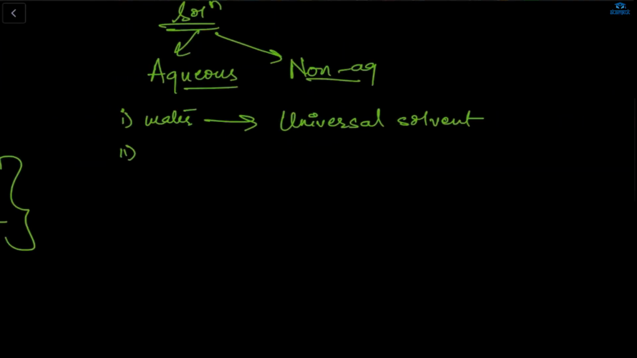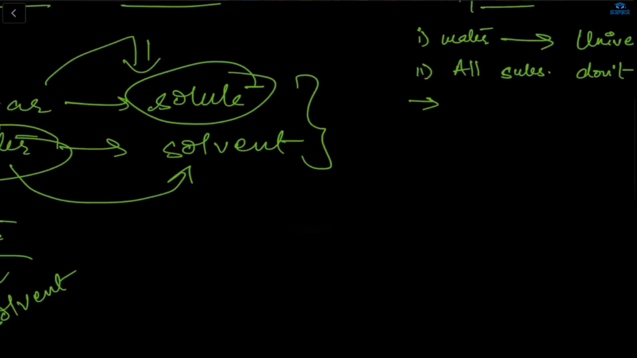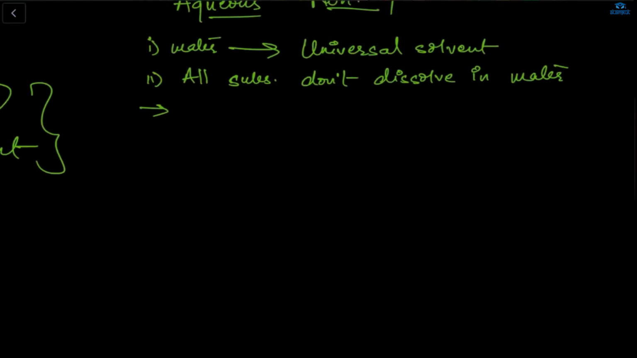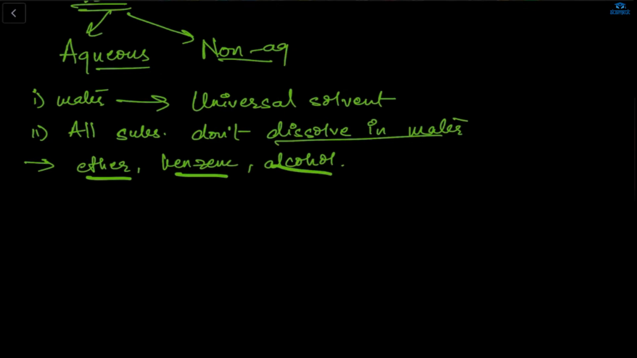And see, all substances don't dissolve in water. Oil doesn't dissolve in water, right? No. Okay, see, water is called the universal solvent and all substances don't dissolve in water. Ether, benzene, and alcohol are the substances that don't dissolve in water. So here the ether, benzene, and alcohol act as a solvent.